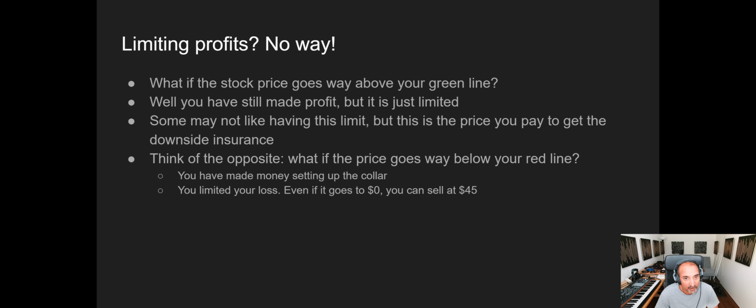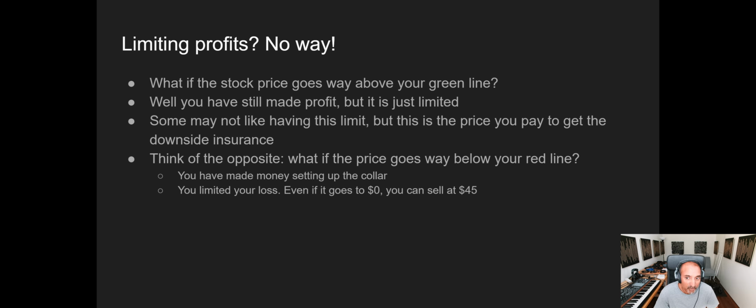Now, some of you may look at this and say, limiting profits, that kind of sucks. What if the stock price goes way above this green line? Well, you've still made some profit. It's just limited. You may not like having this limit, but that's the price you have to pay for this downside insurance when you set up this collar.